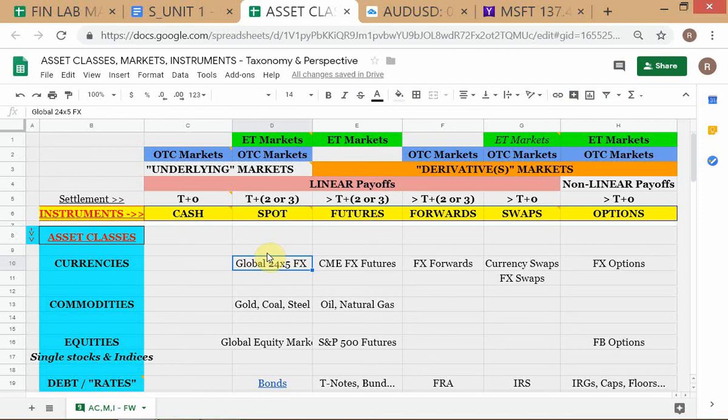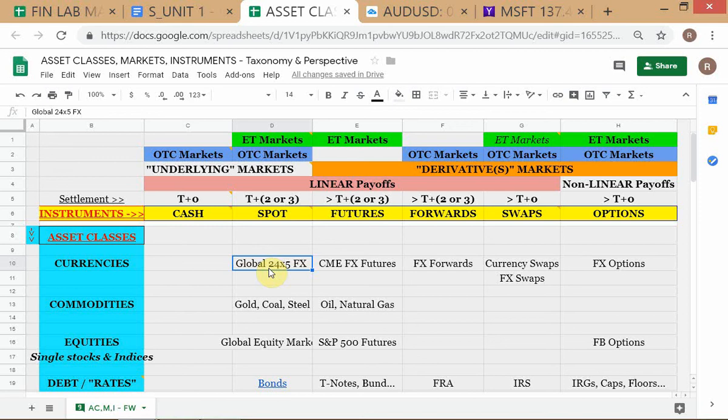So you have the intersection of currencies as an asset class, and all of these are trading mainly on a spot basis. They trade on other terms also, other instruments as well, but the main global market for currencies is on a spot basis, using spot as an instrument type. So are you following now what I mean by asset classes, markets and instruments?